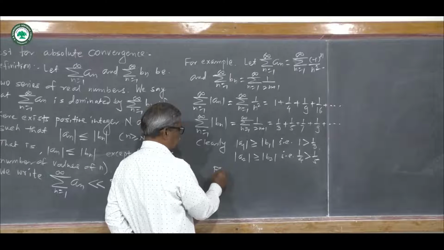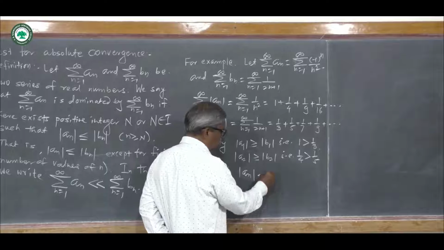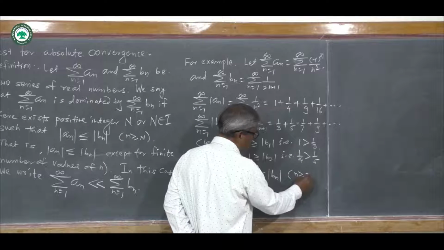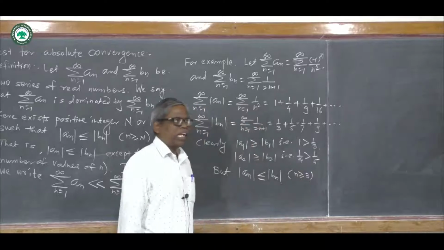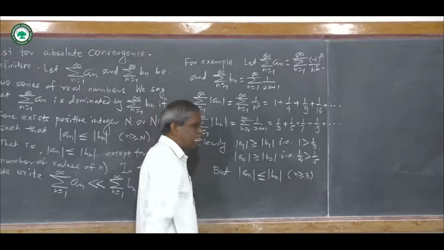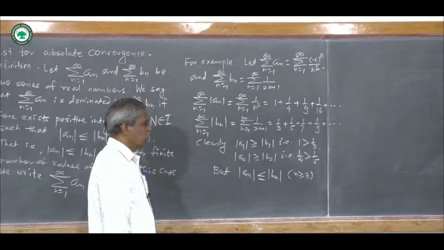But mod an is less than or equal to mod of bn for all n greater than or equal to 3. Here capital N, that is positive integer capital N, is equal to 3.